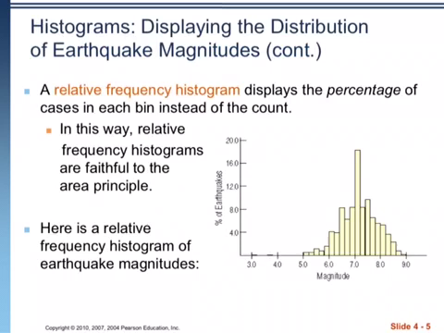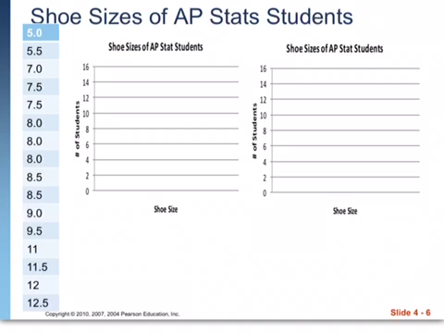A relative frequency histogram is just like a regular histogram, except that the height of the bar is based on the percentage of cases in each bin instead of the count. So let's make a histogram using the shoe sizes of the students in my last year's stats class. First, I need to divide the data into bins of equal width. So how about 5, 6, 7, 8, etc. Then I'll mark the bins on my graph and start plotting the data.